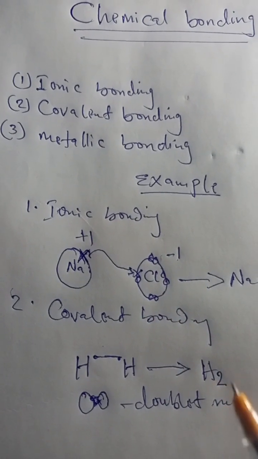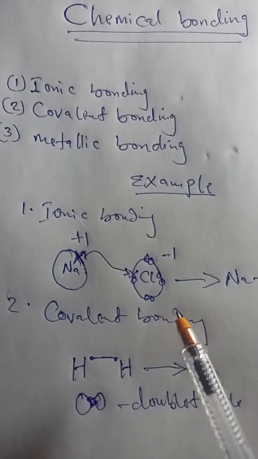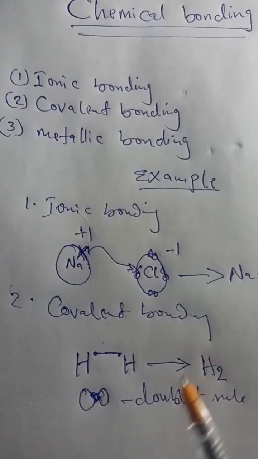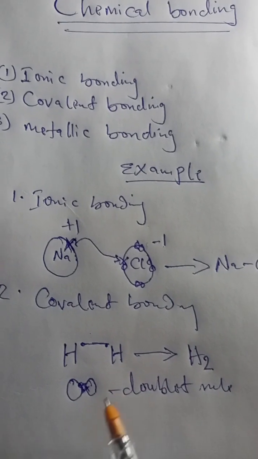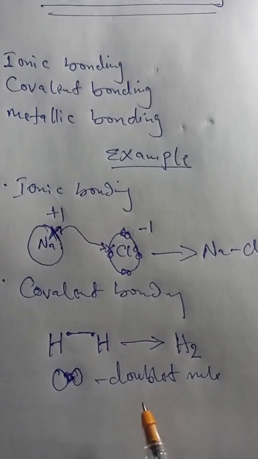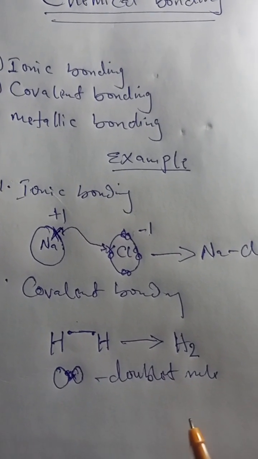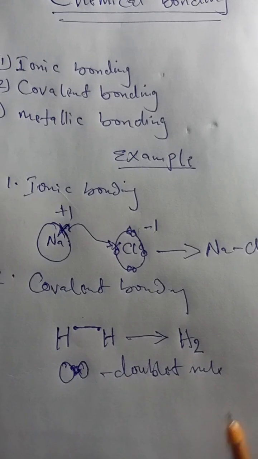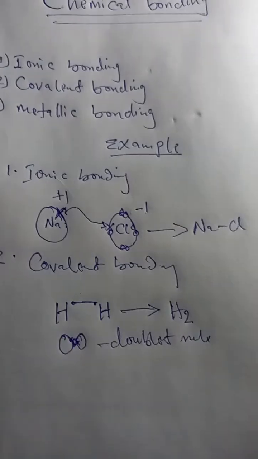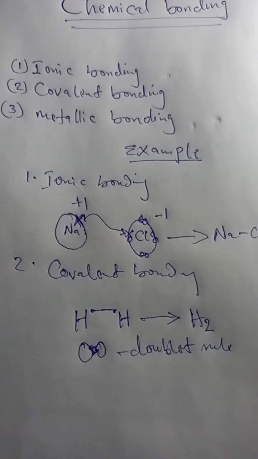Octane, remember octane. So the octet rule says an atom must have at least 8 electrons in the outermost shell to become stable. But in the case of hydrogen, since the electrons are not much, if they can get up to 2 electrons to satisfy the doublet rule, they are good to go. So this is called covalent bonding. Now the third one, which is metallic bonding. So we're going to be treating metallic bonding next.